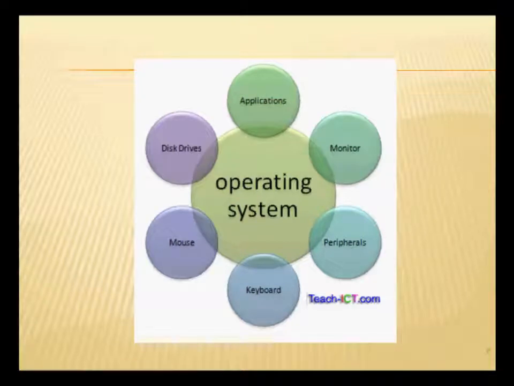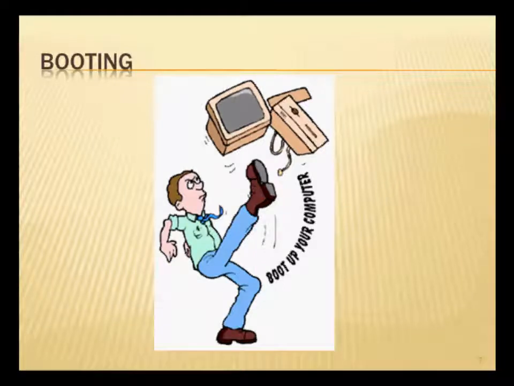So here's another way of looking at the operating system. All software will operate out of the operating system and the operating system software. So your monitors, your peripherals, your keyboards, your disk drives, applications, your mouse. And the way that the operating system starts is that when you boot up your hard drive, it's booting up the system.